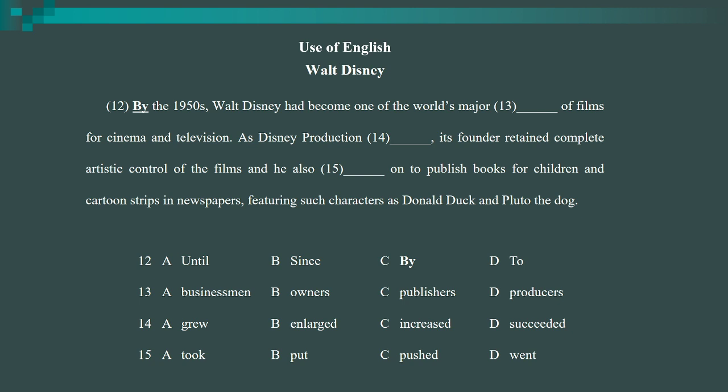And let's have a look at these words. All of them are nouns. So businessman.